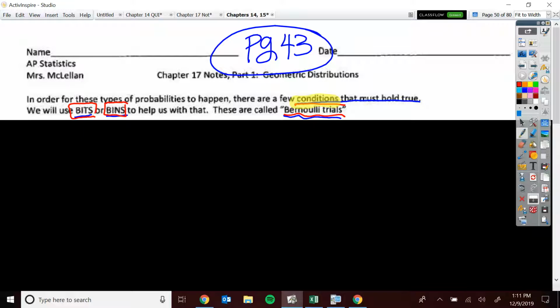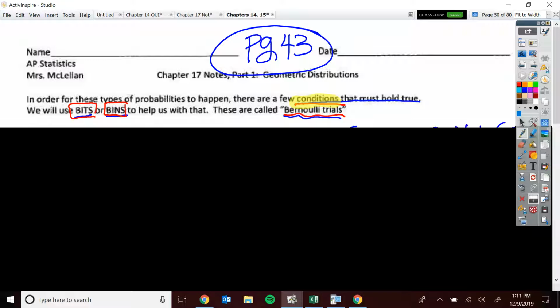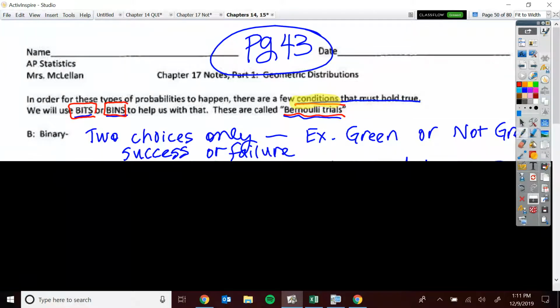The first criteria is binary. B stands for binary. And what do you know about the word binary? 2. So in order to be able to do these problems, you have 2 choices only, a success or a failure. For example, it's green or it's not green. You get stopped at the train or you don't get stopped at the train. You're left-handed or you're not left-handed.